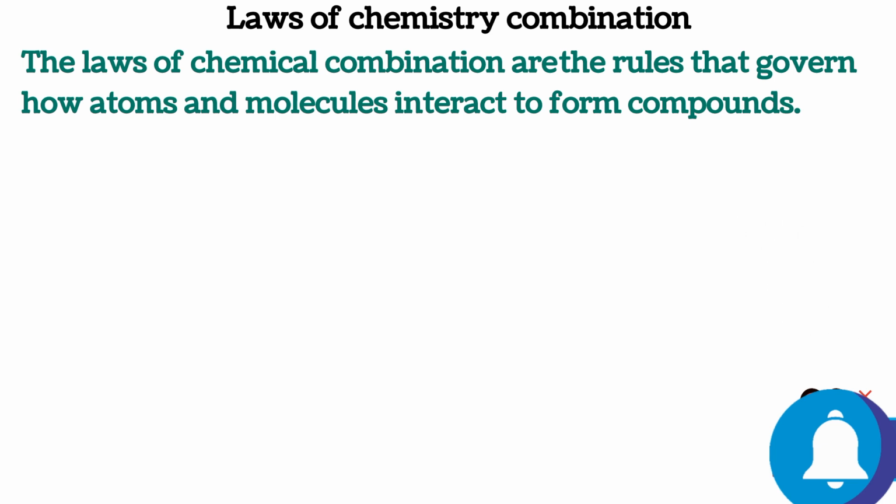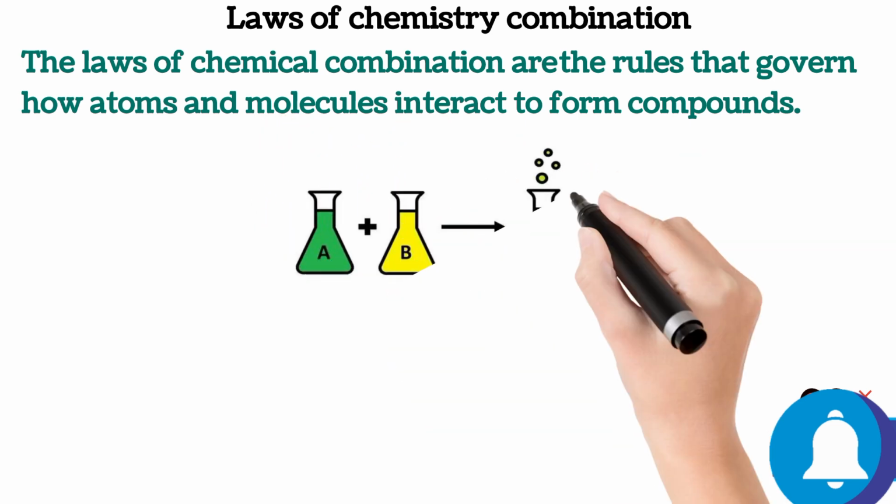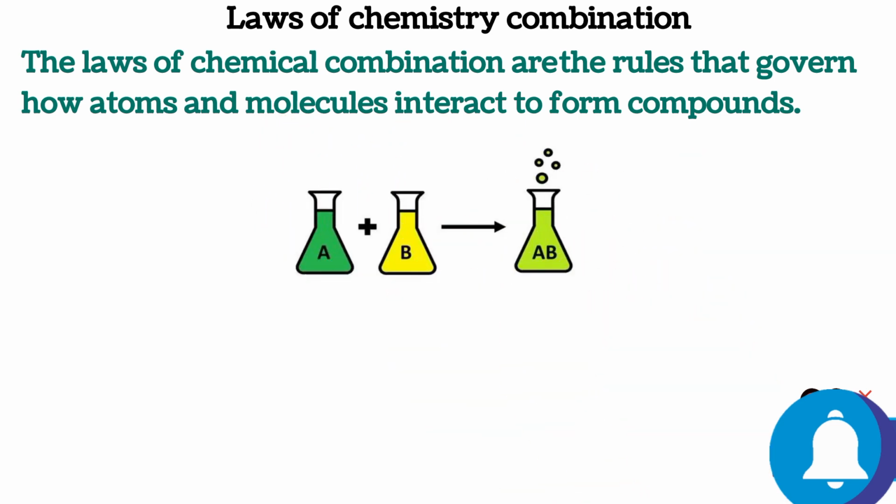So ladies and gentlemen, let's look at how some of these reactions take place. You see here we have A and B. So A and B here are the reactants, while the product is AB. So this is a typical example of a combination reaction. So you see here there are two atoms that interact to produce AB as a product.